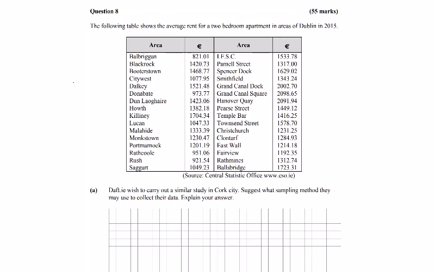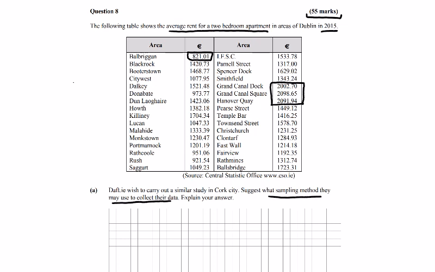In this 2017 mock paper, there was a statistics question worth 55 marks. We are given a table here with the average rent for a 2-bed apartment in areas of Dublin nearly 10 years ago. You can see the most expensive ones are down in the IFSC area, 2,000 a month. We want to live in Balbriggan, 820. So Daft wish to carry out a similar study in Cork and suggest what sampling method they might use to collect their data.